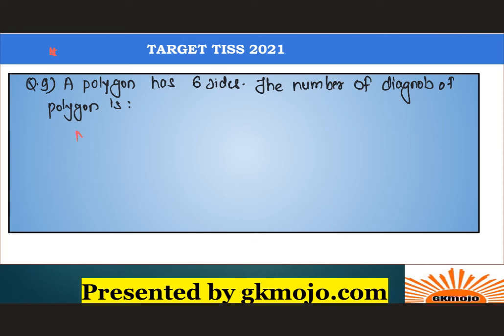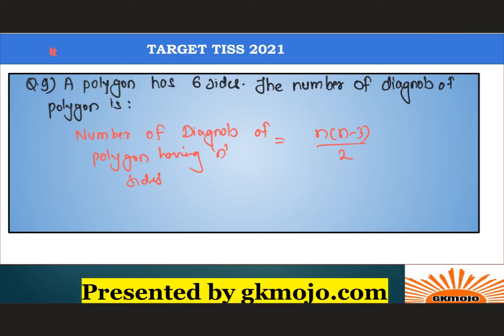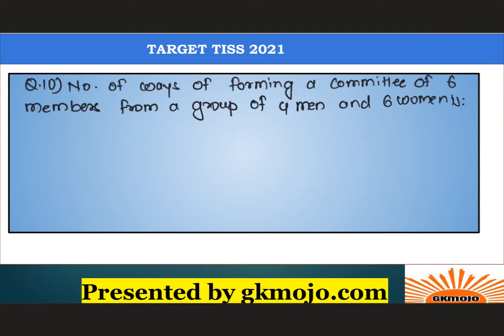So write down this formula. Number of diagonals of a polygon having n sides is equal to n into n minus 3 divided by 2, right? So over here it would be 6 into 6 minus 3 divided by 2, right? Which is 3 into 3, which is 9. Let's have a look at question number 10.